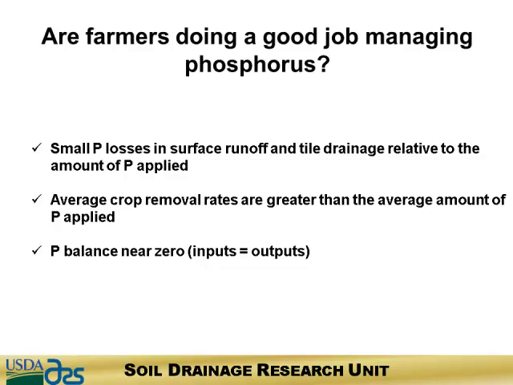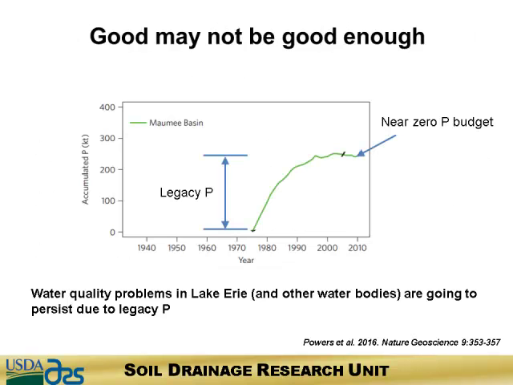Average crop removal rates are greater than the average amount of P being applied. We are seeing generally that drawdown on an average annual basis, and the P balance is near zero. Inputs equal outputs, or like I said, we've got a little bit of a drawdown right now. However, good may not be good enough.